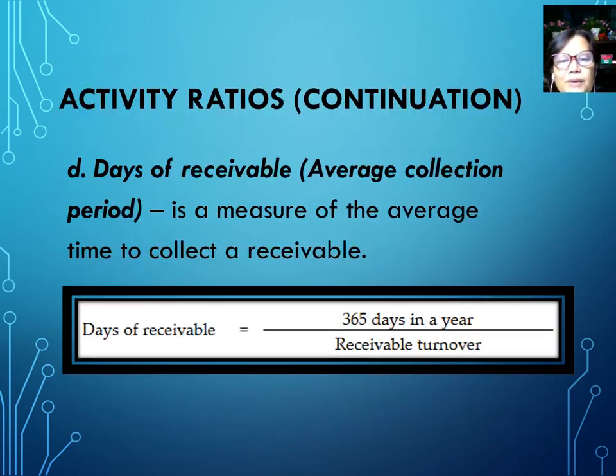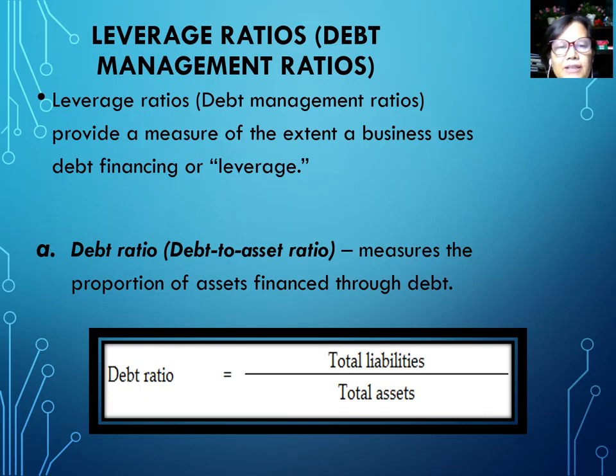So, the days of receivable or average collection period is a measure of the average time to collect a receivable. Days of receivable is equal to 365 days in a year over receivable turnover. Okay? Then, let's go to the leverage ratio or debt management ratios. And this is the formula that will provide a measure of the extent a business uses debt financing or leverage.